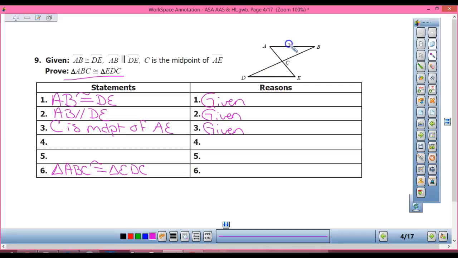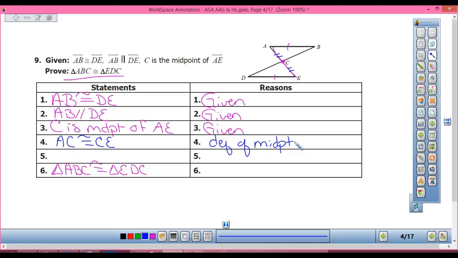Okay, so let's mark. I've got AB is congruent to DE. Let's go with C as the midpoint of AE. Anytime I see something as the midpoint, I need to know what it splits it into. So if C is the midpoint of AE, what does C split it into? It splits it into two separate sides, which is AC is congruent to CE. So AC is congruent to CE because that point cuts it into two parts, right? Definition of a midpoint. Now, I saw some of you had written down DC is congruent to CB.